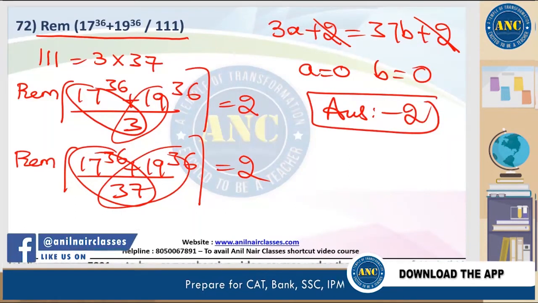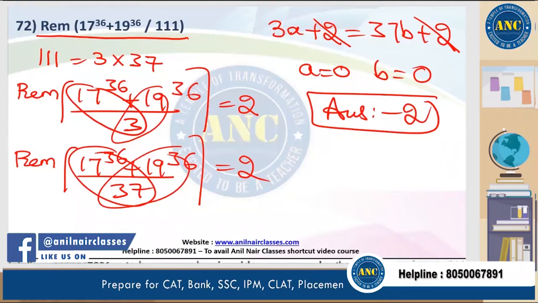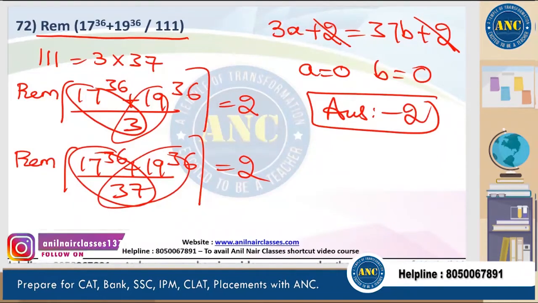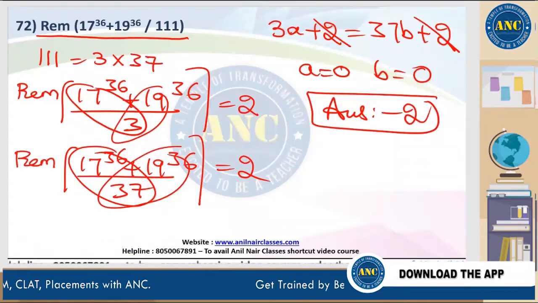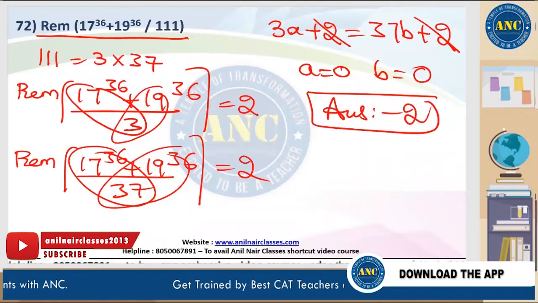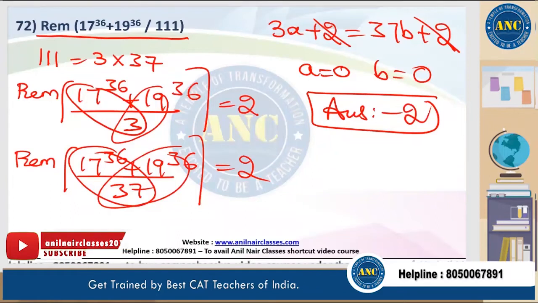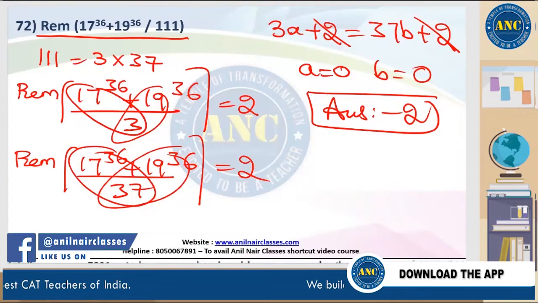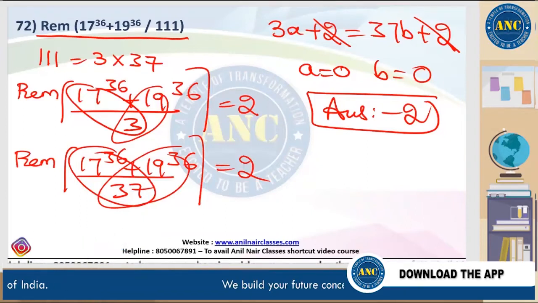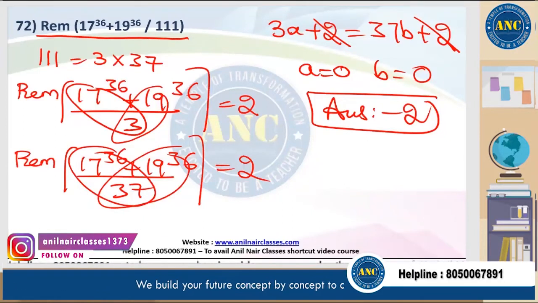111 is 3 into 37. 17 power 36 plus 19 power 36 divided by 3: 3 6s are 18, minus 1 power even is 1. 19 by 3, 1. 1 plus 1 is 2. 17 power 36 divided by 37 is 1. 19 power 36 divided by 37 is 1. Why is it 1? Because of Fermat's theorem.